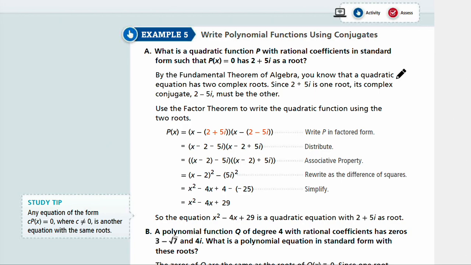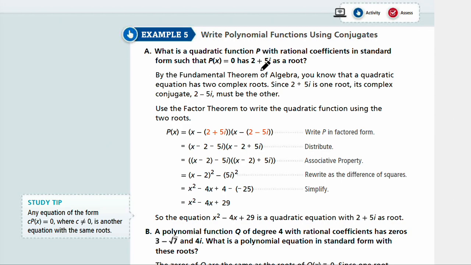So what do you need to be able to write? What do you need to find to be able to write the equation with the given root? You just have one root, but by the conjugate theorem, you know that you need to find the complex conjugate of this given root, which is not hard. You just change the sign of your second term, and then that's your conjugate.